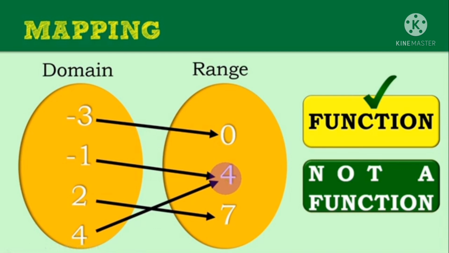Take note, what we are referring to in a function is that every element in our domain is paired with one element in our range, which means that for every input, there's only one output. This type of correspondence is considered as a function. I hope that's clear. So this is a function.